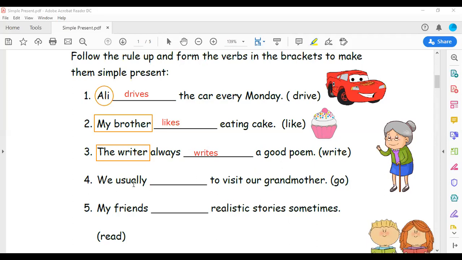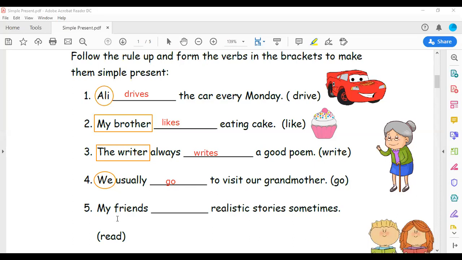Number four, we usually to visit our grandmother, and I have the verb go. What's the first thing I do? I look at the subject. Where is the subject? It's we. What about we? Is it singular or plural? It's a plural subject. So, do I do something to the verb? No, I don't. I just add it as it is. Okay, so go.